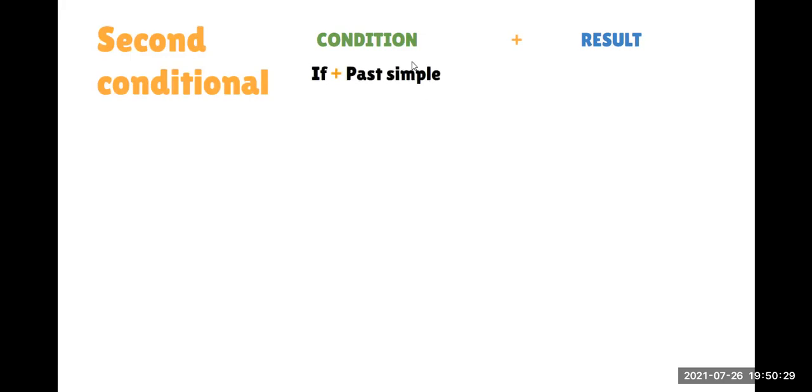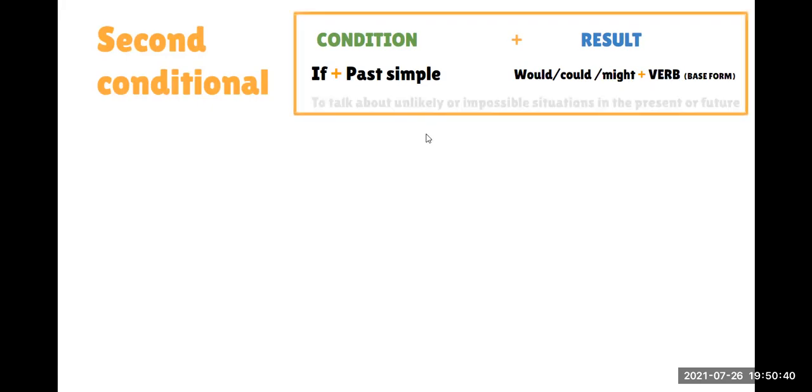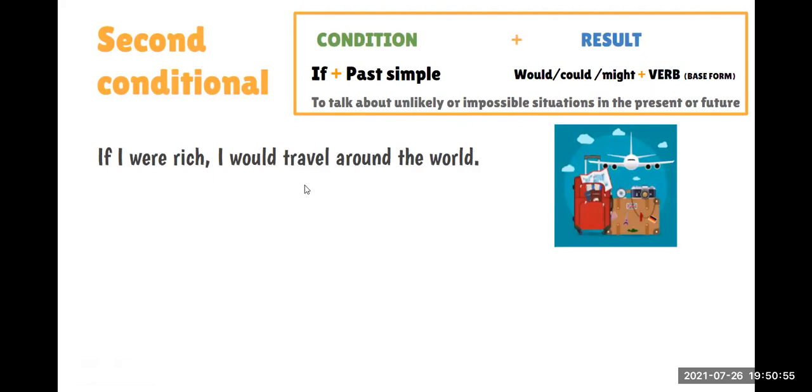Okay, let's see here. So we have the condition and the result. As we said before, we use the simple past in the condition, and in the result, we can use would, could, or might, plus the verb in the base form, okay? And we use this to talk about unlikely or impossible situations in the present or in the future, okay? So let's see some examples here. If I were rich, I would travel around the world, okay? As you can see, here we have the simple past and would plus a verb in the base form.